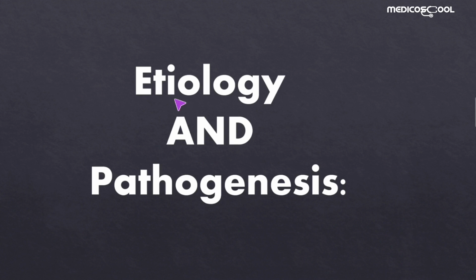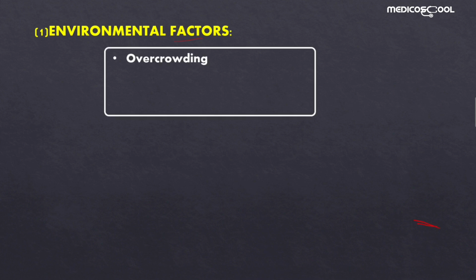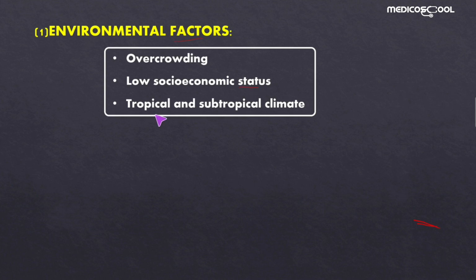Now talking about its etiology, the causes and pathogenesis behind acute rheumatic fever: what are the reasons behind it, and how does it cause disease? So let's start. Acute rheumatic fever is multifactorial. The first one is environmental factors, like overcrowding, low socioeconomic status, and tropical and subtropical climate. When these factors are present, the occurrence of acute rheumatic fever is much higher.